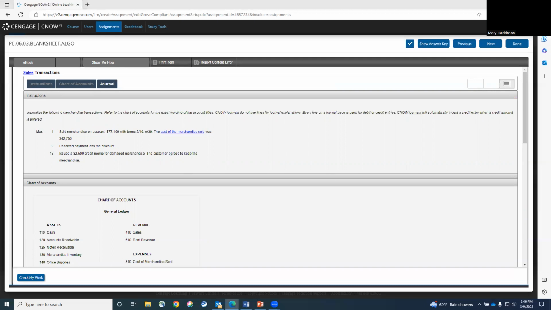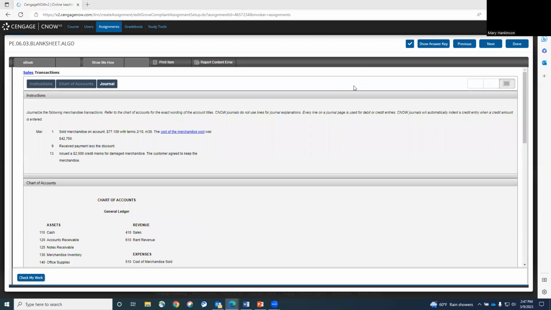All right, so we've moved from a purchasing transaction. We're now talking about a sales transaction. So this first sales transaction is sales on account. Here we would look at section 2C of chapter 6 for sales transactions, and we would scroll down to the section for sales on account.